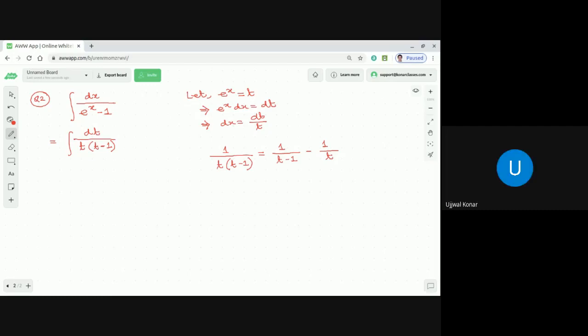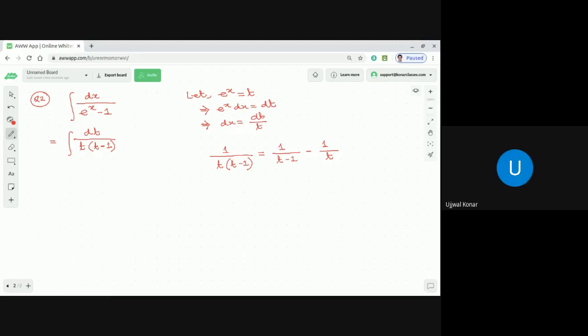Yes. You get it, but you may ask how I have done it. That is a very valid question that I will discuss. Let me first explain why we have done so. Because we know that the integration of dx by x is ln x, correct or not, dear students? So let me first complete, and then I'll come back to how I can write 1 by t into t minus 1 is equal to 1 by t minus 1 minus 1 by t, and if something else is given, how I can express it.